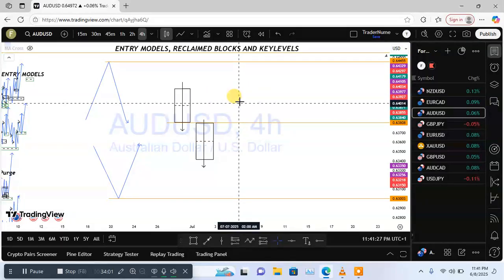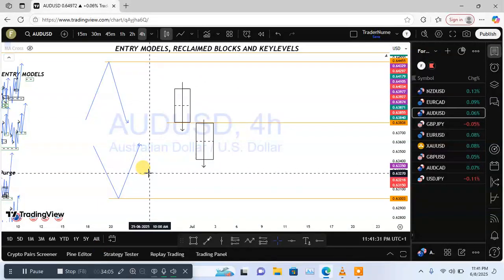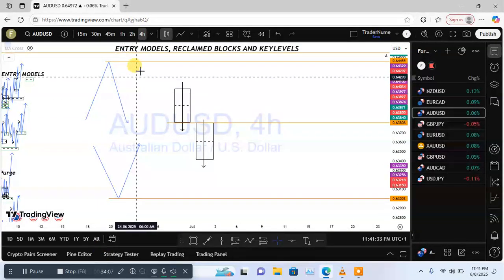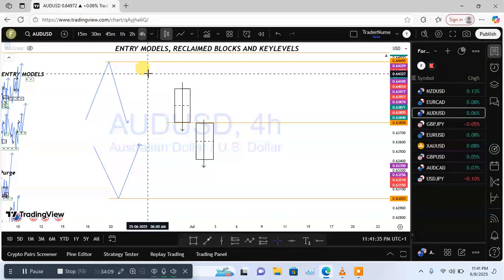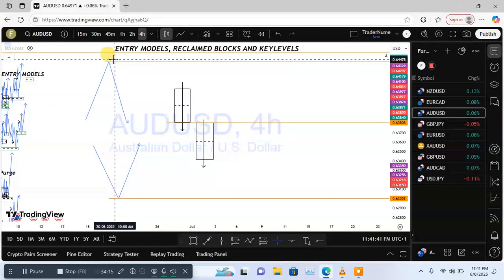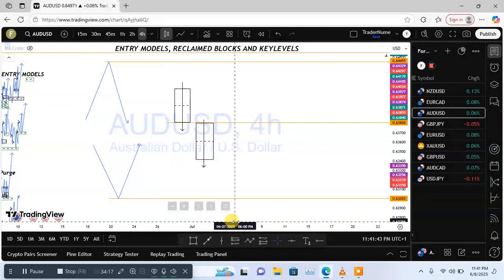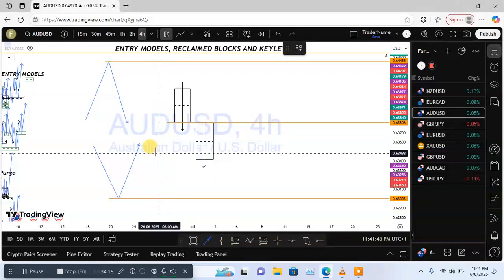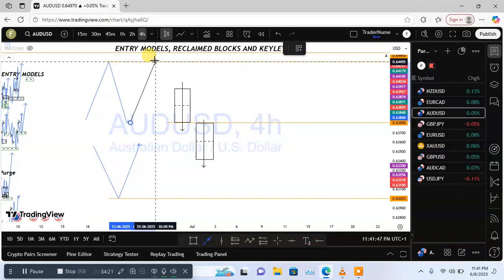You're also using key levels to look at how price will react. Now if you're on a 4 hours and you see a key level on 4 hours, you must wait for that 4 hours level to react. Price will give you a rejection.